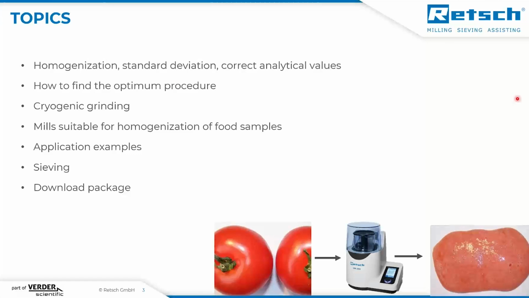And the topics for today are homogenization, standard deviation, correct analytical values, and how to find the optimum procedure for your specific sample. I would also like to tell you something about cryogenic grinding and introduce some mills which are very suitable for the homogenization of food samples, with a lot of application examples.